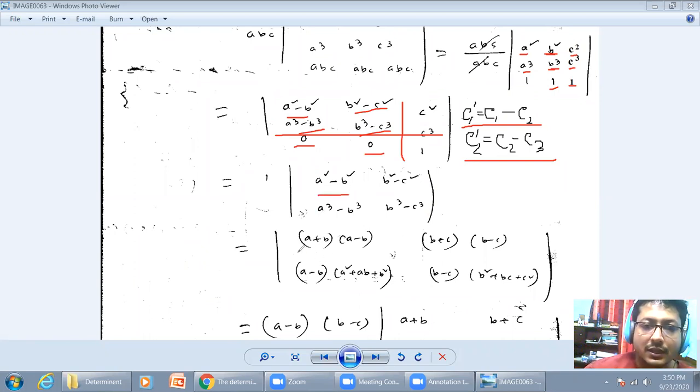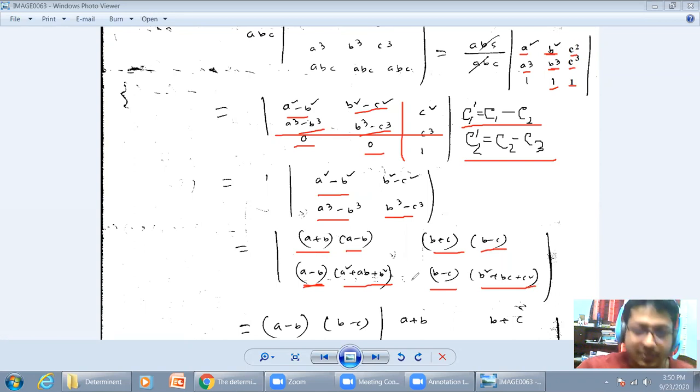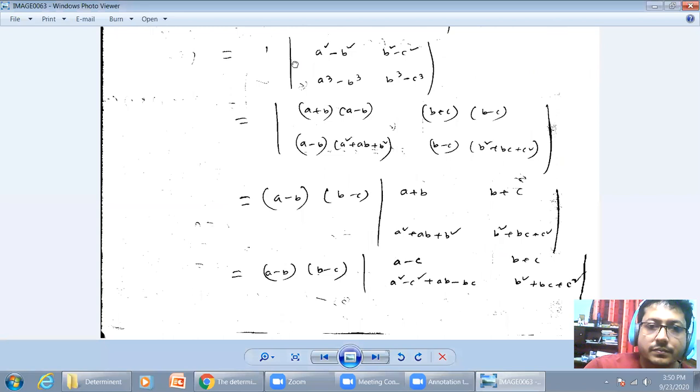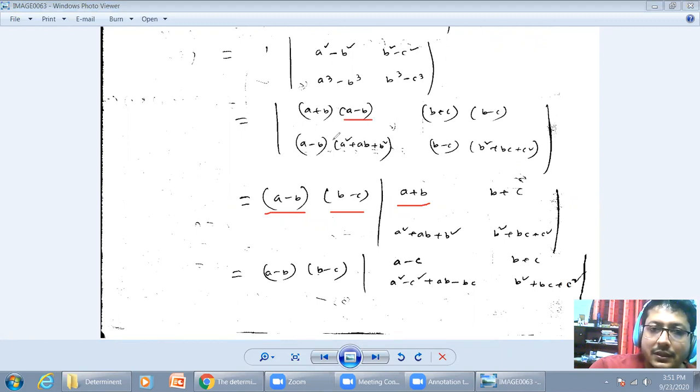Now A square minus B square formula, A plus B into A minus B, B plus C into B minus C. A cube minus B cube formula, A minus B, A square plus AB plus B square, B cube minus C cube formula, B minus C, B square plus BC plus C square. Now common A minus B and B minus C. You can write only A plus B, A minus B common, and B plus C, B minus C common. So we get this matrix.